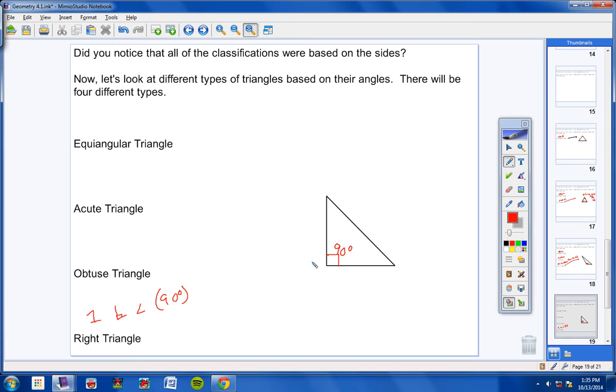Okay, so very quickly, I don't want to bore you, but I don't want to lose you. Equiangular, 3 congruent angles. Acute, 3 acute angles. Obtuse, 1 obtuse angle. And then a right triangle is 1 right angle, okay? All right, moving on. Let's go ahead and apply this to a couple problems here very quickly.